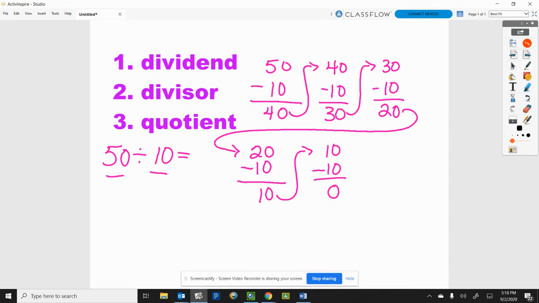So now I'm going to count how many times I subtracted 10. 1, 2, 3, 4, 5. So 50 divided by 10 is 5.